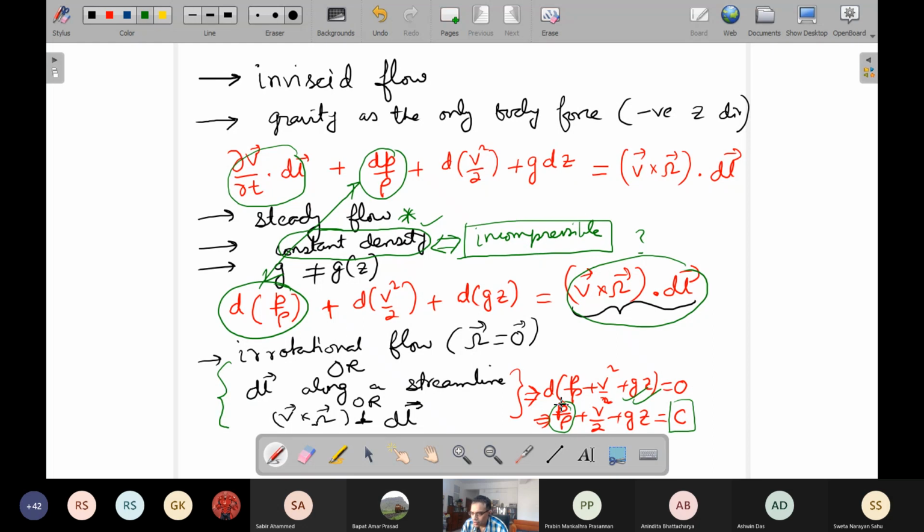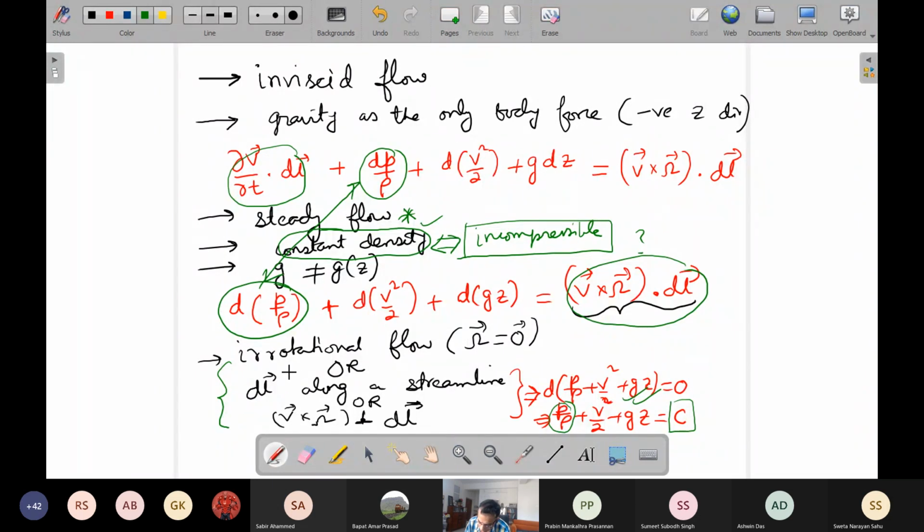So let me repeat my first question: is C a constant value for all points in the flow domain or flow field where the fluid flow is taking place? Any one of you, give. Sir, if it is an irrotational flow, then it will be constant at any point. But if it is a rotational flow, then it will be constant only along a streamline. Yes, almost correct, but something a bit more has to be added.